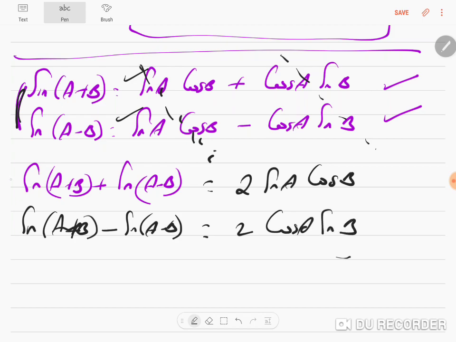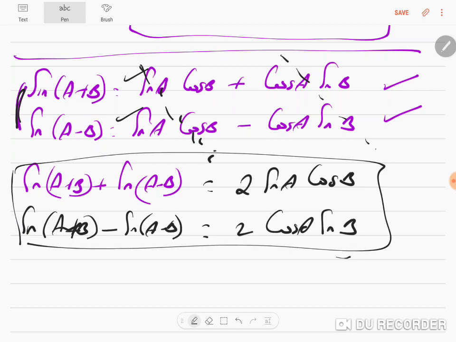So, again become very clear with this from the beginning. Sin A plus B is sin A cos B plus cos A sin B. Sin A minus B is sin A cos B minus cos A sin B. Adding the two formulas, sin A plus B plus sin A minus B is 2 sin A cos B. Sin A plus B minus sin A minus B is 2 cos A sin B.